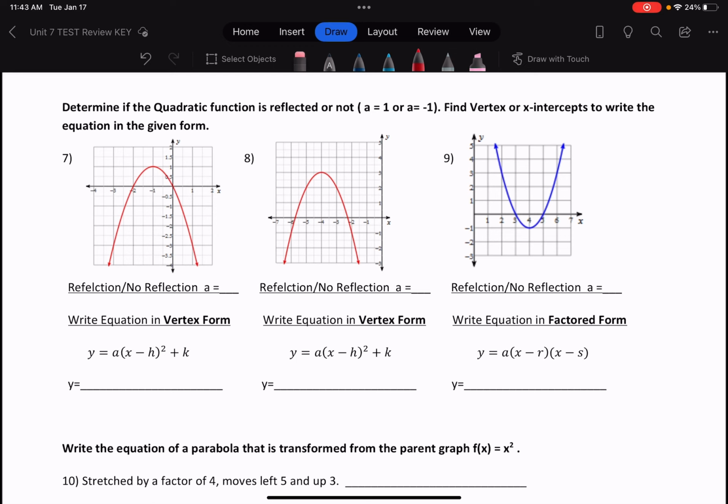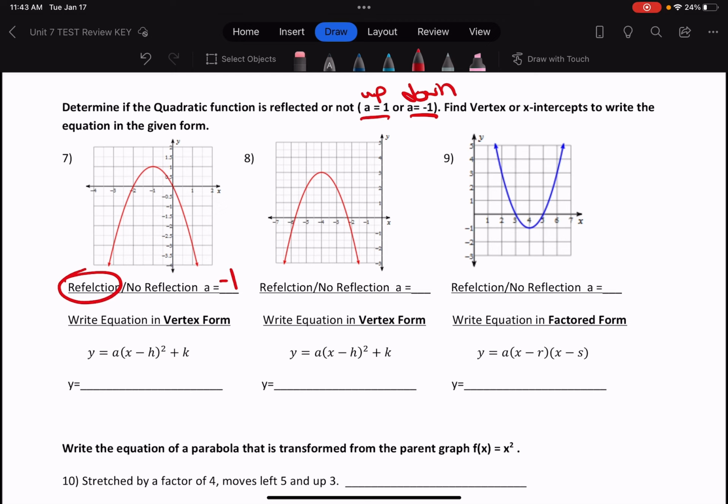So if it's opening up, we're going to have an a value, in this case a positive 1. If it's opening down, we're going to have an a value of negative 1. So number 7 is opening down, so we are going to have a reflection there, and it's going to have an a value of negative 1.